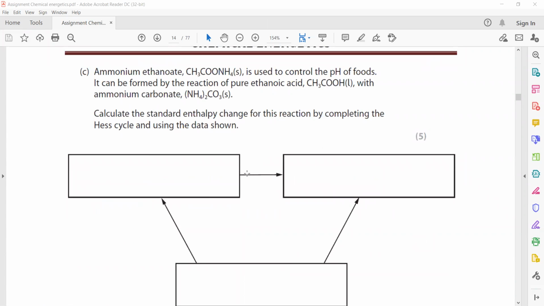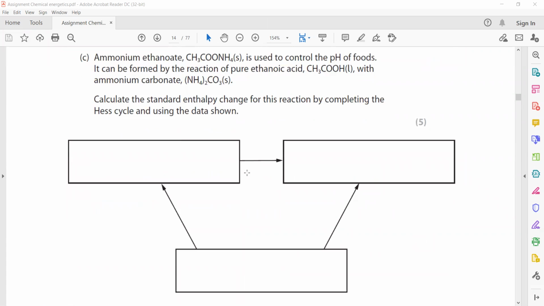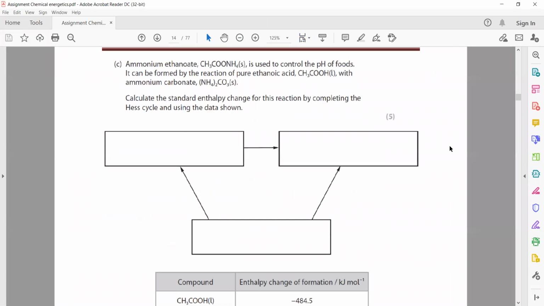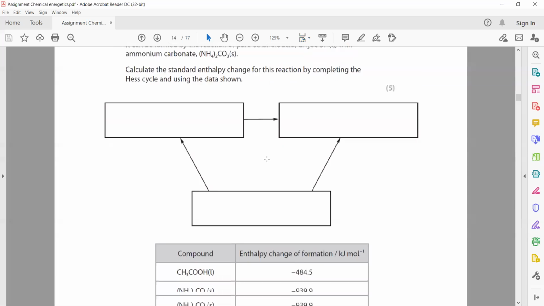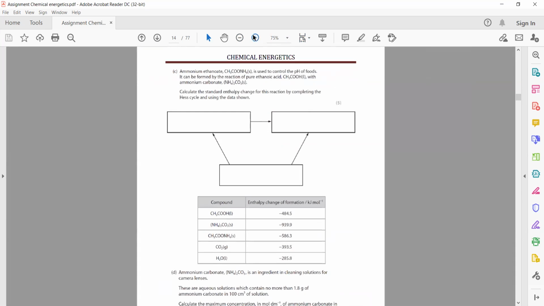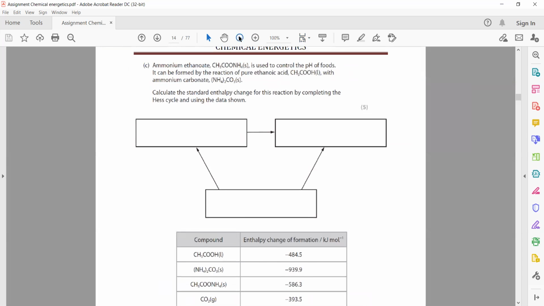The next question: ammonium ethanoate is used to control the pH of food. It can be formed by reaction of pure ethanoic acid with ammonium carbonate. Calculate the standard enthalpy change of this reaction by completing the Hess cycle. And the values are given. This is also 5 marks.